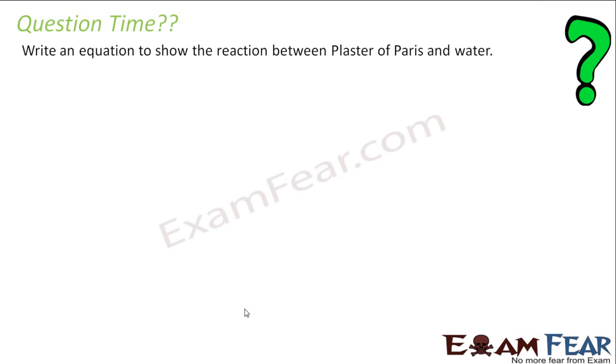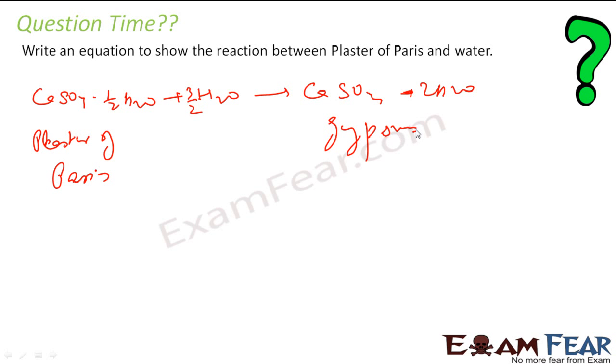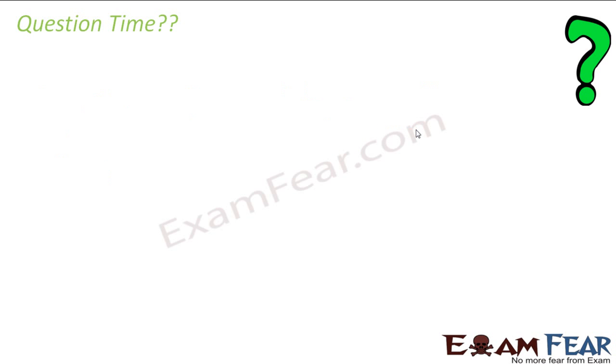Now the question time: write the reaction between plaster of Paris and water. Plaster of Paris is CaSO4.1/2H2O. You add water to this and it becomes gypsum, CaSO4.2H2O. In this, how many H2O did you add? 3/2, and this is my reaction, from plaster of Paris to gypsum.